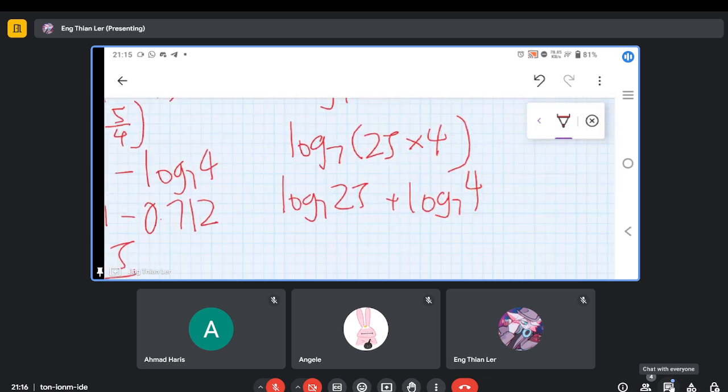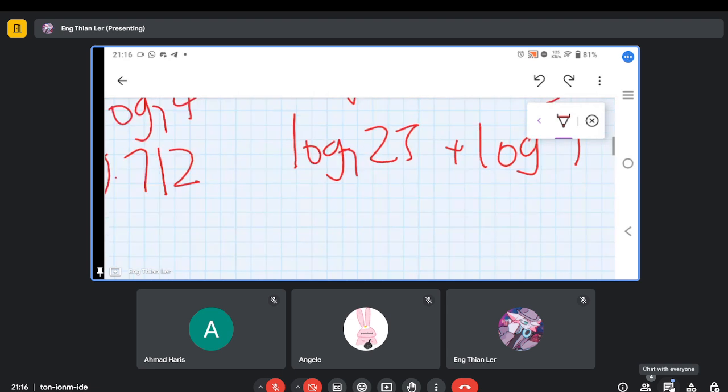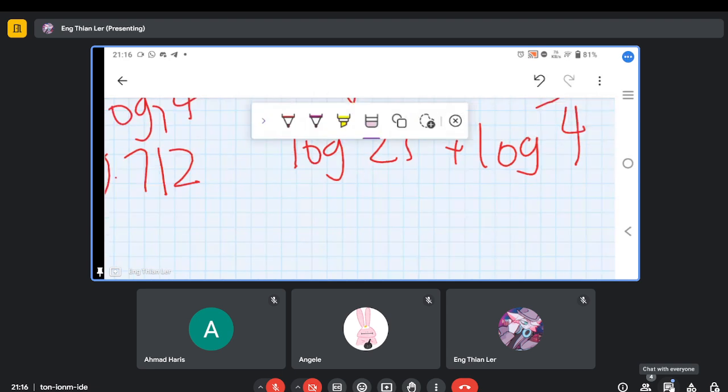And then look at this 25. What is 25? 25 is 5 squared. This is 7. Don't confuse.